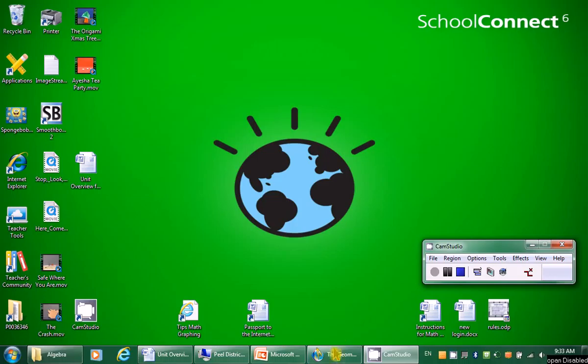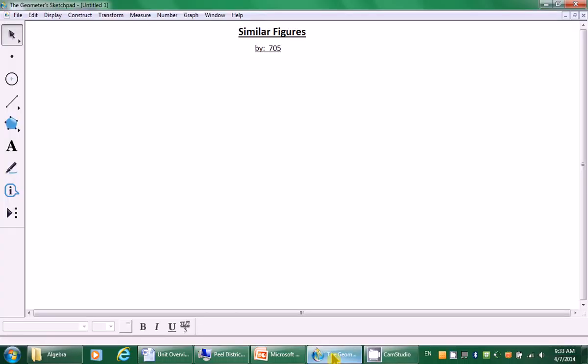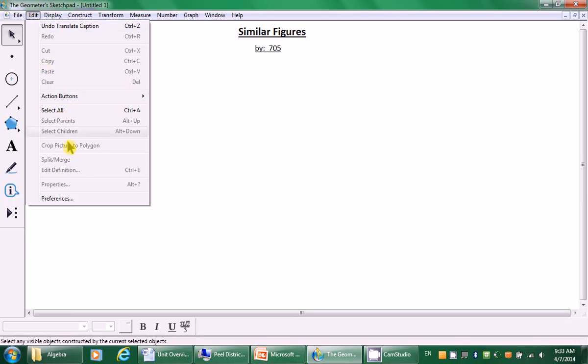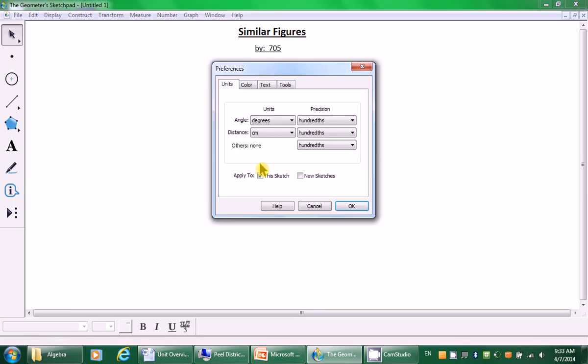Could you please open Geometer Sketchpad? Please type in this title and then type in your name box: first name, last name, class. First thing we want to do is go to the Edit menu and go down to Preferences. I want you to change the angle precision to units, and I want you to change your distance precision to tenths. Then click OK.